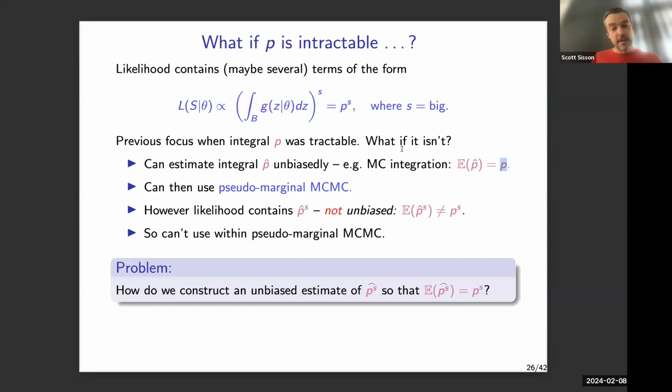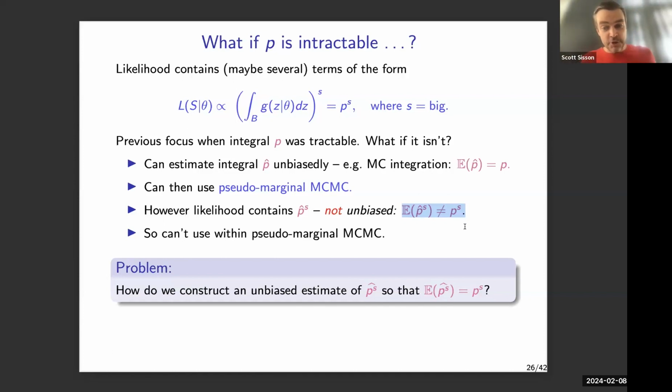pseudo-marginal methods. Now, the problem is, while we can get an unbiased estimate of this probability, which is easy, such that if we take the expectation of this, we recover the true probability, it's not the case that when we raise it to a power, the expected value of the estimated probability raised to a power is the true value of the probability raised to the power. That's just not true at all. It's mathematically completely wrong, right? But this is what we need.